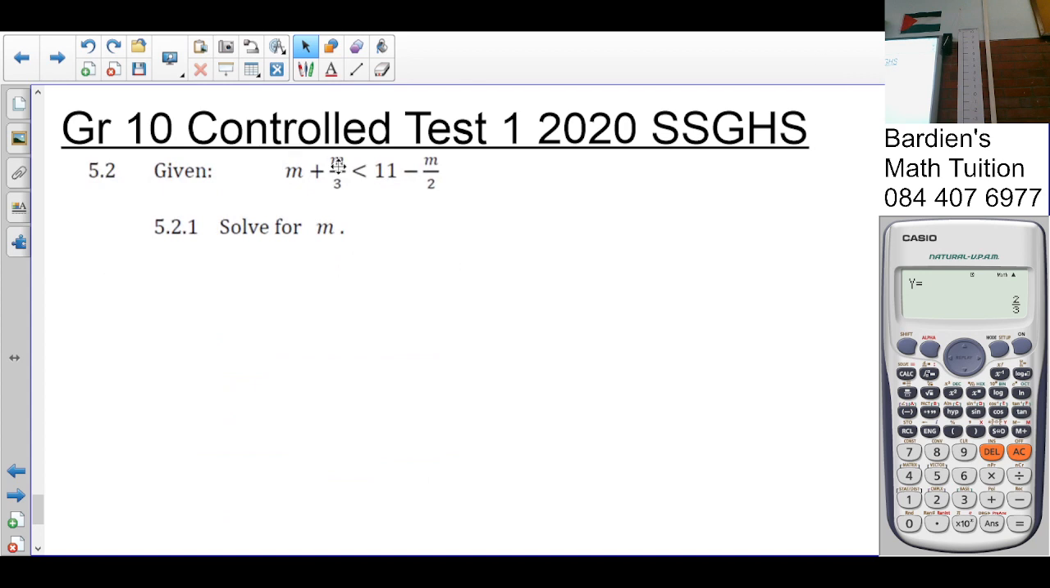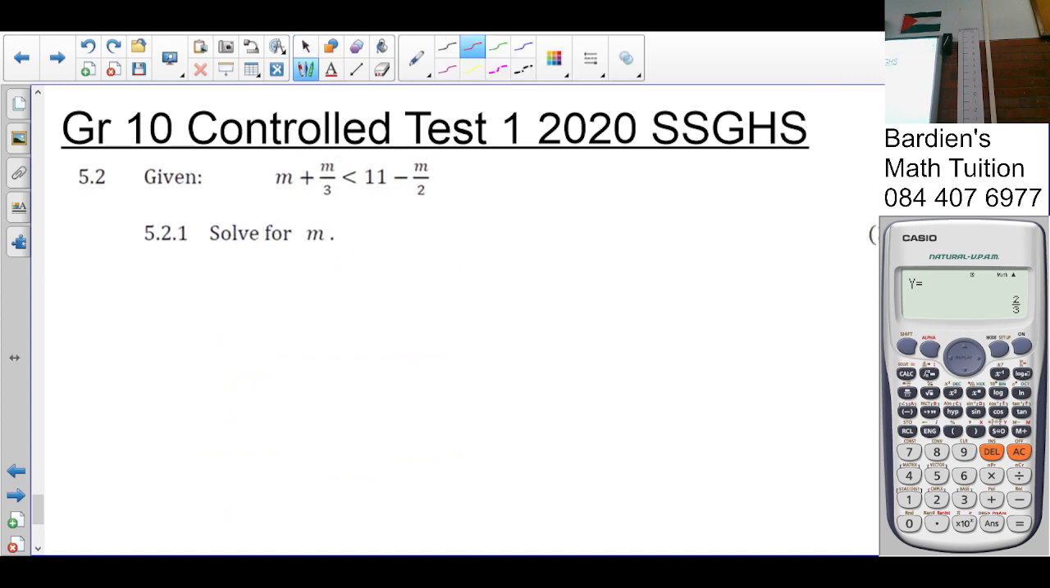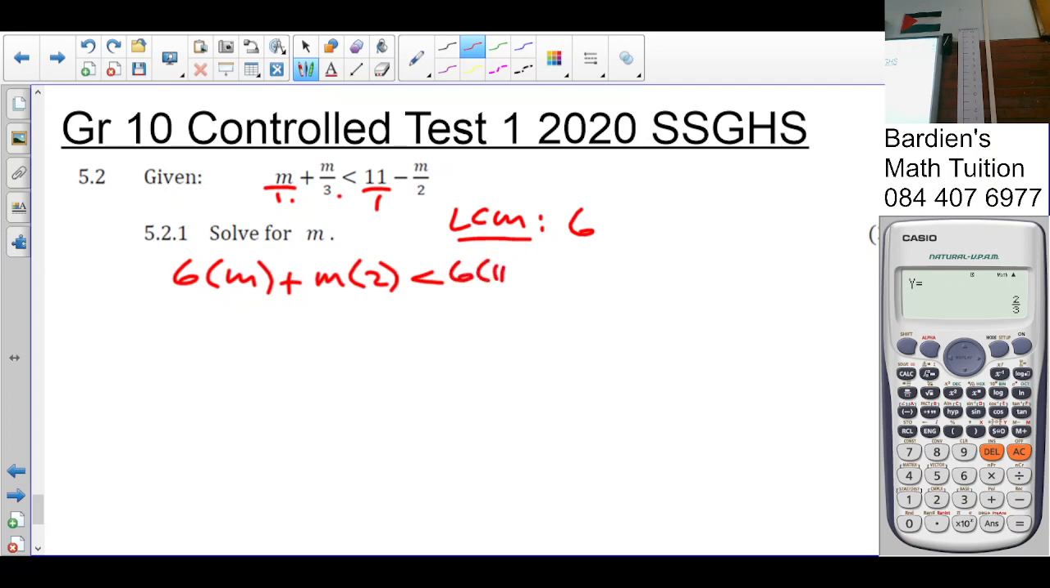Okay, it says solve for M. Have we gotten to this section of the work yet? No. So, okay, what's my LCM here? 6. So this must be multiplied by 6, so it's going to be 6 into M. This must be multiplied by 2, so it's M into 2. This must be multiplied by 6. This must be multiplied by 3. So that simply gives us 6M plus 2M is less than 66 minus 3M.